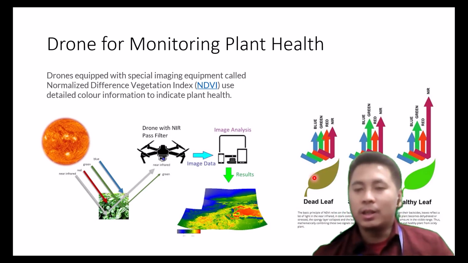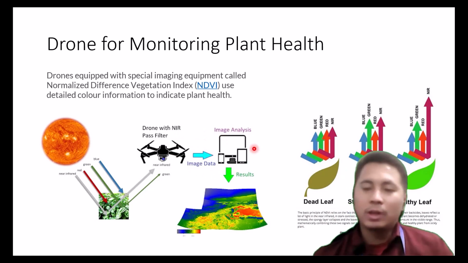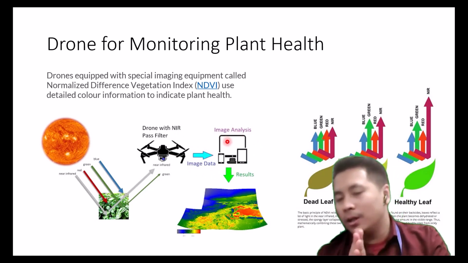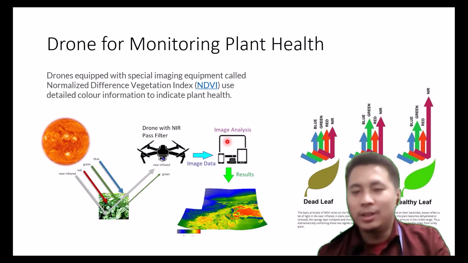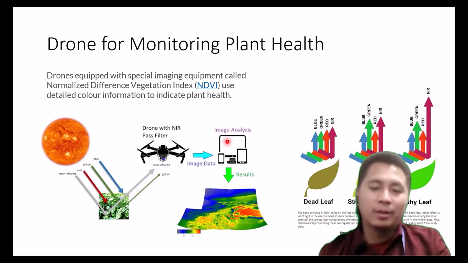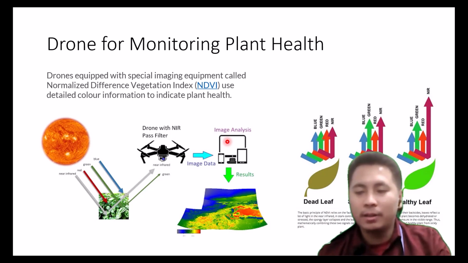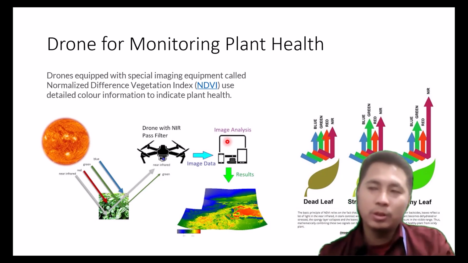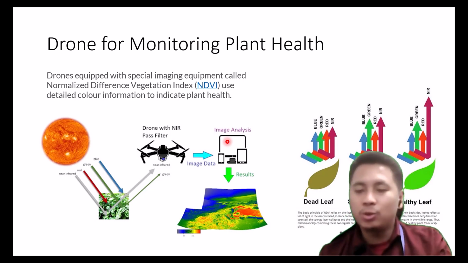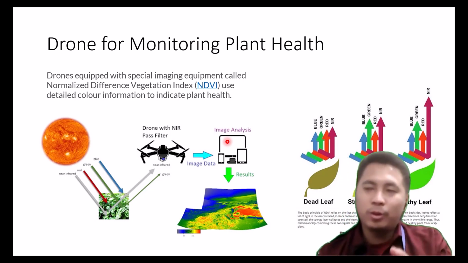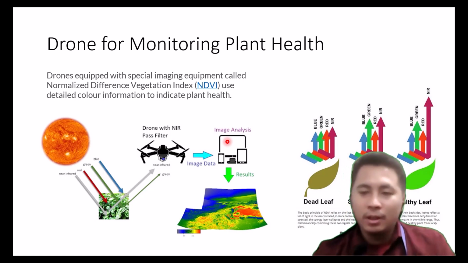So we can get the image data and put it through analysis. There is so much software now that can analyze NDVI data, and we can get a result map in which we can distinguish which areas have healthy leaves. And maybe we can put a specific dosage on the spraying drone for precision farming.